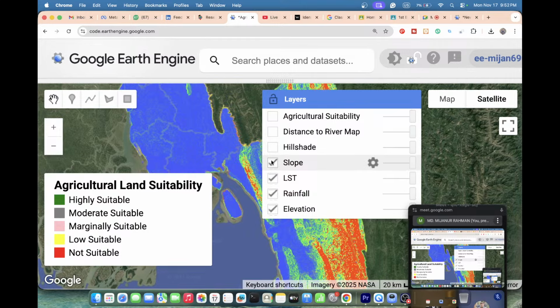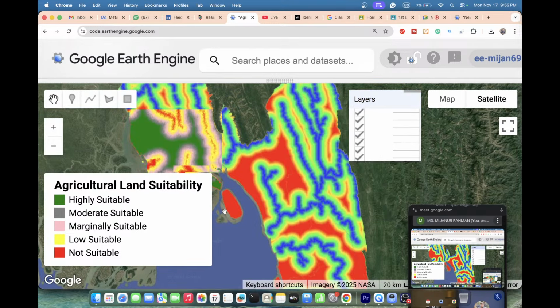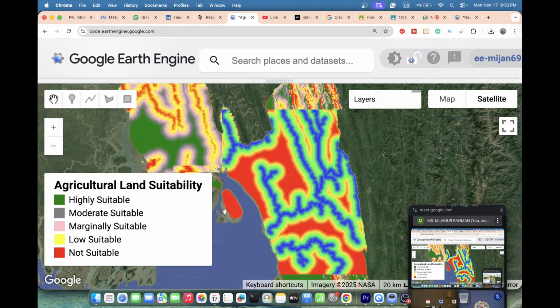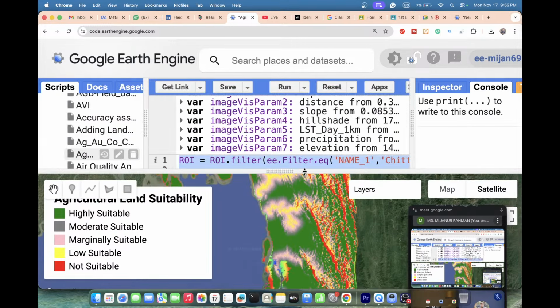So the slope, then hillshade, distance to river, and finally just compute the agricultural land suitability zone and reclassify. After creating the weighted linear combination of all the layers, then we simply apply it. So now I try to explain this code, then you can get the idea of how it will work.